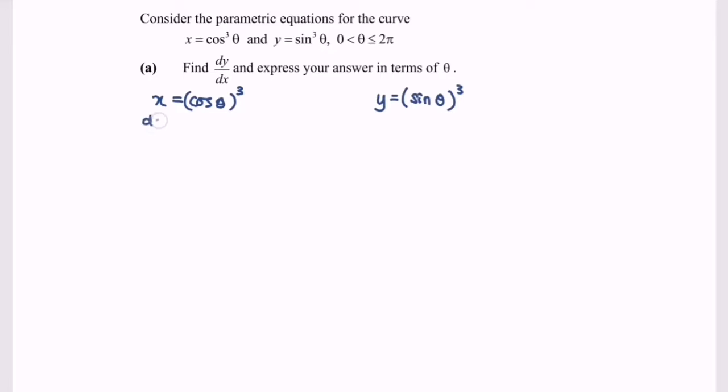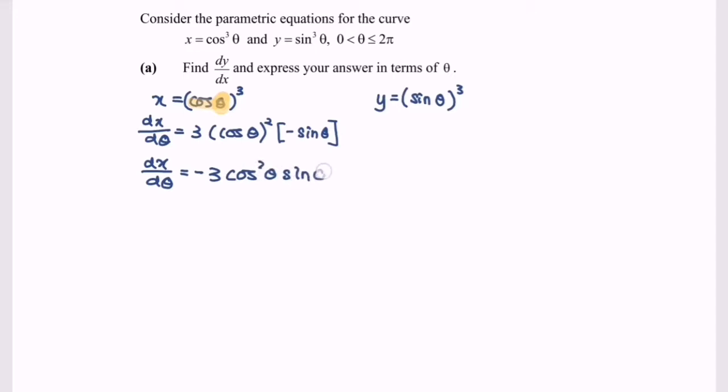We will have dx d theta is equal to 3 (cos theta) squared. Differentiate the internal function: differentiate cos and we will have negative sine theta. Differentiate the theta and we will have 1. Kindly simplify: dx d theta is equal to negative 3 cos squared theta multiplied by sine theta.